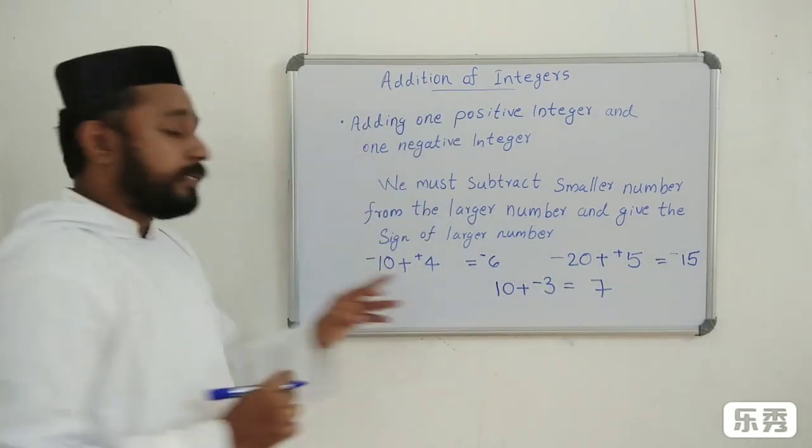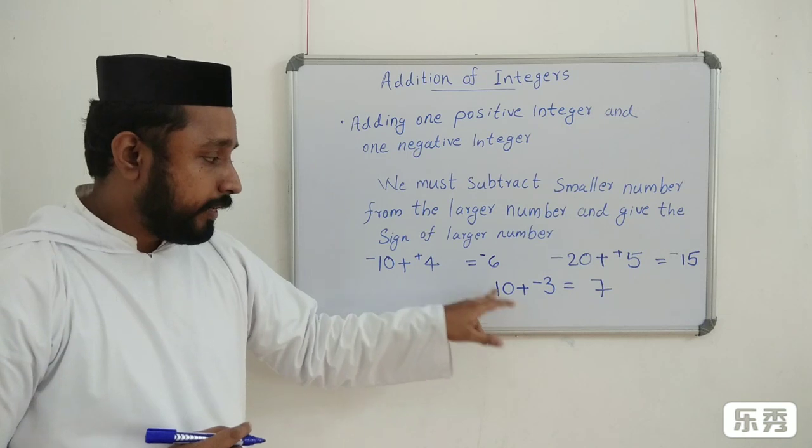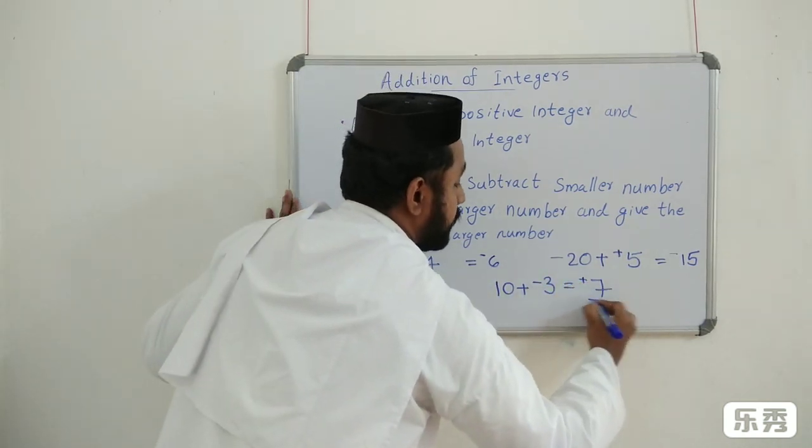And give the sign of the larger number. Here 10 is the larger number. The sign of 10 is plus. So we give plus for the answer. So answer is plus 7.